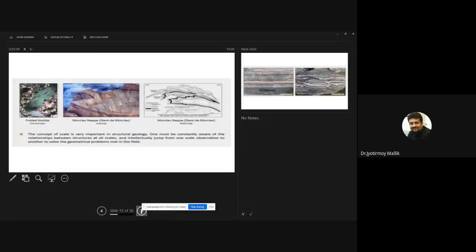Okay. So here you can observe the scales that we have been talking about. Say, for example, here you are looking at a very small scale folded biotite, actually, a biotite grain which has been folded, and you are observing this particular structure under a microscope. Okay, so this is a microscopic structure that we just talked about. This is a mesoscopic structure. This is a single outcrop.